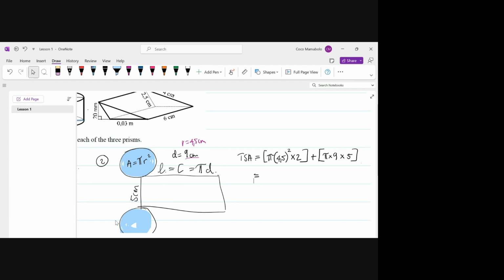Okay, I get a very ugly answer, but it's okay. It's the correct answer. Even if it's ugly, it's the correct answer. So let's do it to 2 decimal places. The answer I should get is indeed 268,61 centimeters squared.